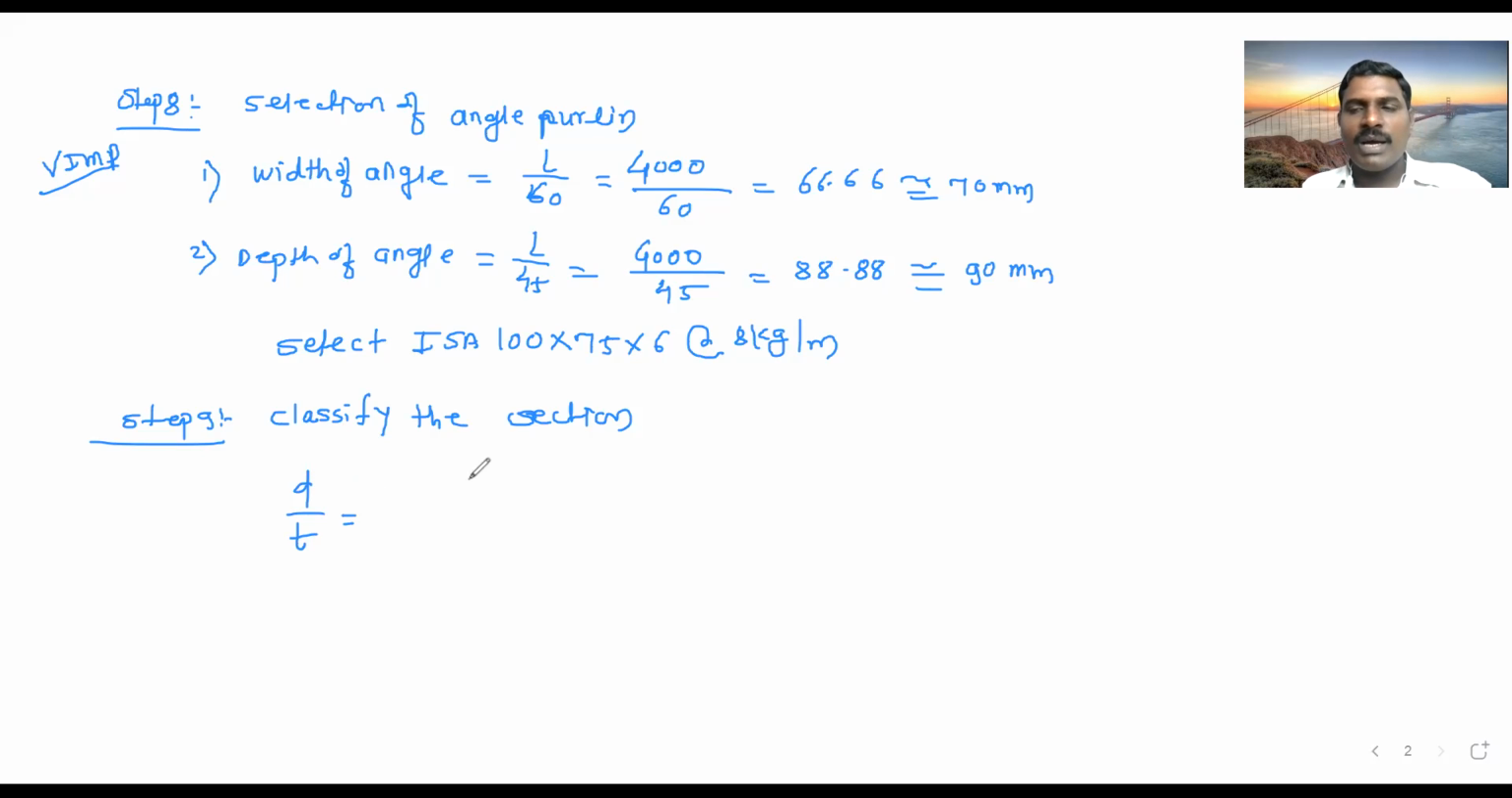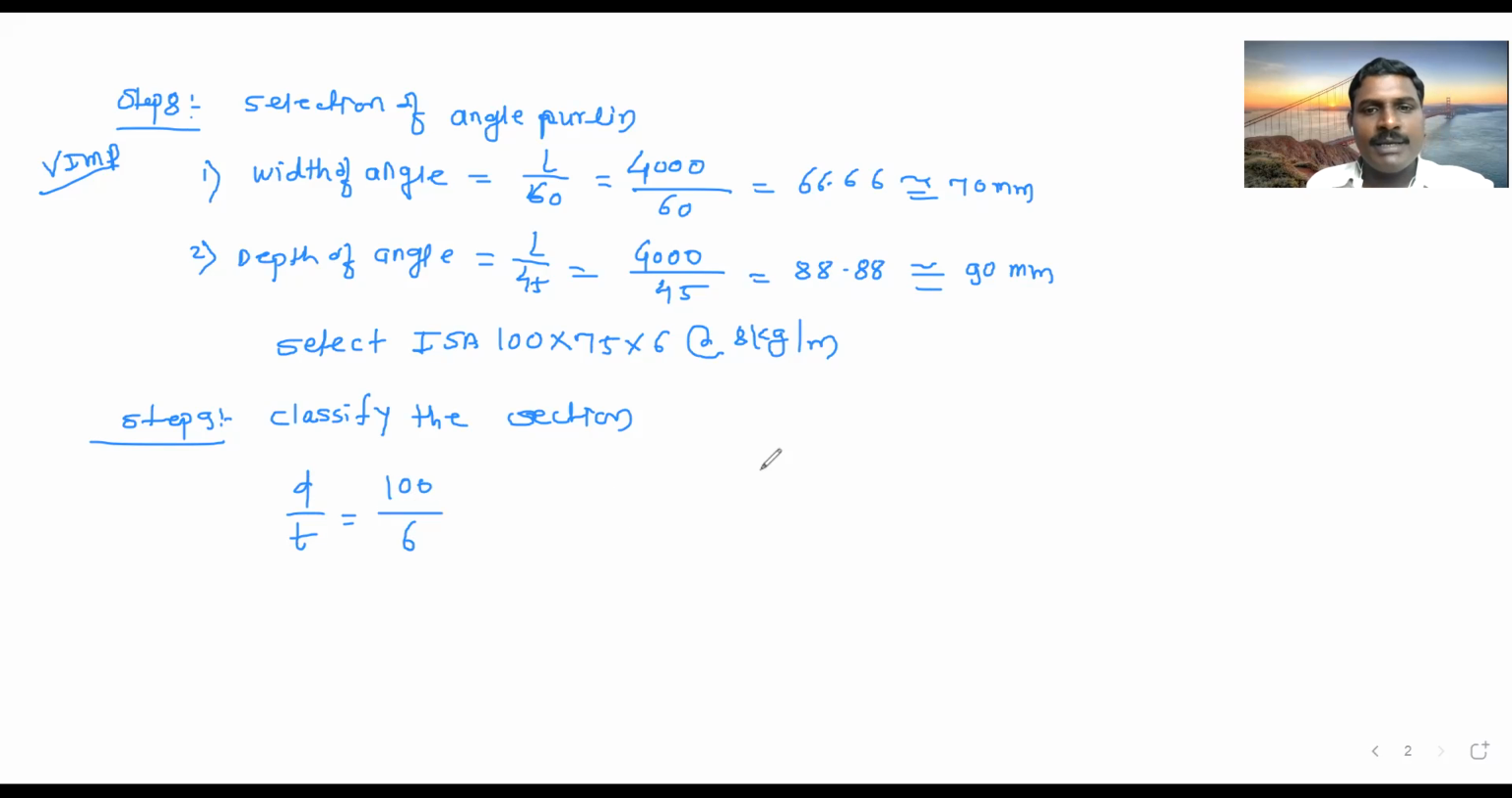Actually, this is for BF by TF. This is for only I section or channel section. So for angle section, you can write D by T. For angle section D by T is the classification of section. So D by T, you have to use. So D is 100 divided by T is 6.